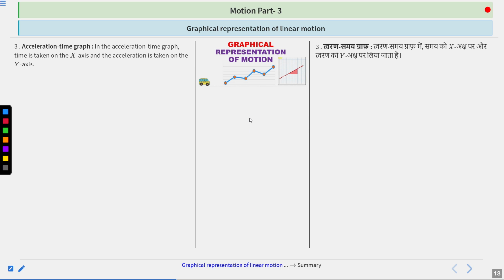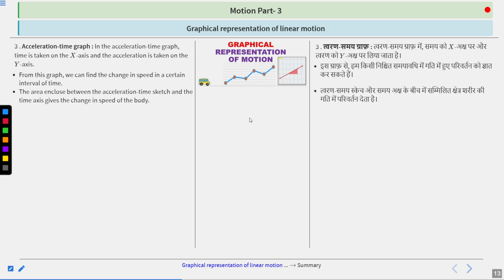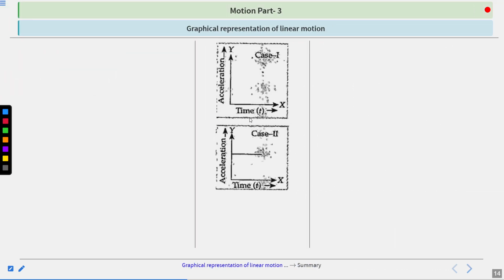Next, the acceleration time graph. In the acceleration time graph, time is taken on the x-axis and the acceleration is taken on the y-axis. From this graph, we can find the change in speed in a certain interval of time. The area enclosed between the acceleration time graph and the time axis gives the change in speed of the body. Let us consider the following cases.